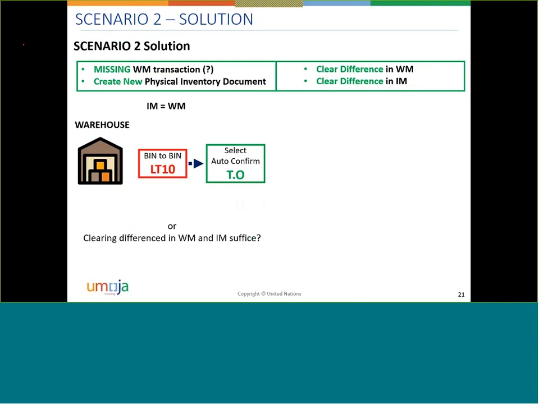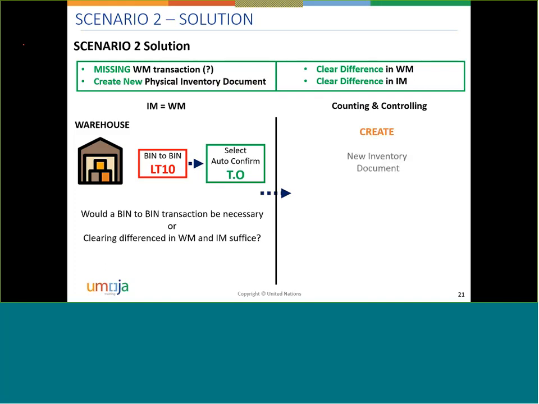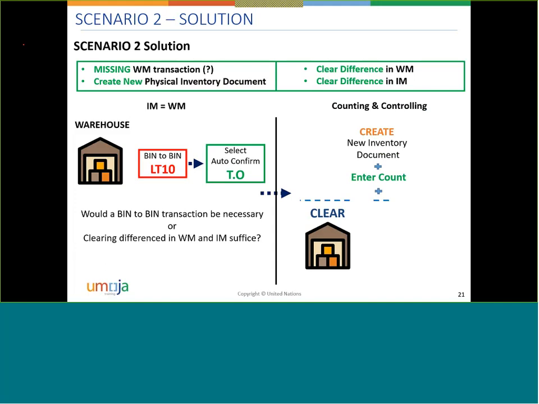Or does simply clearing the differences in warehouse management and IM suffice? Which means, are we simply starting again, deleting our physical inventory document, creating a new one, and moving on and performing the steps? But this time around, we didn't count any materials in the bin, so they can even out. So the difference could actually even out. Okay, so that's the thing.